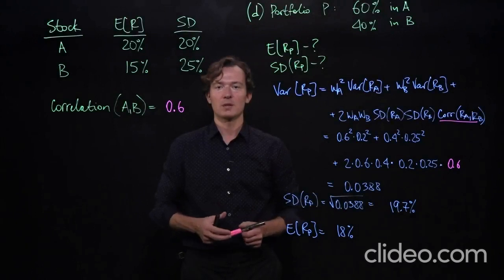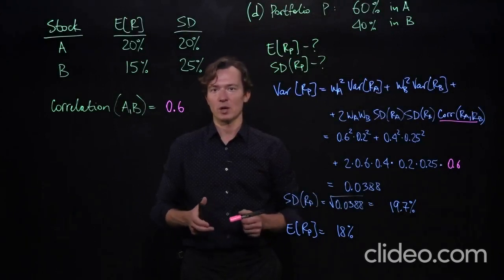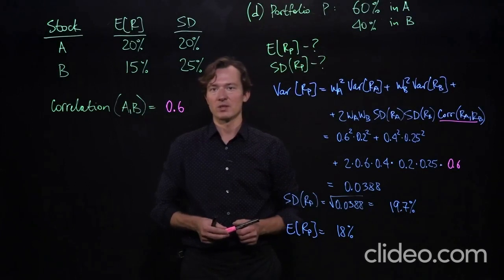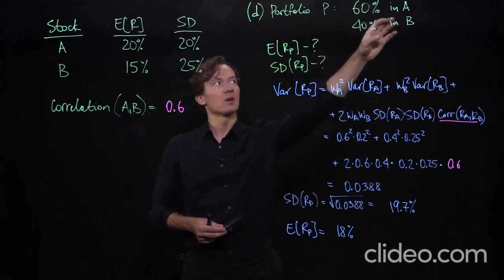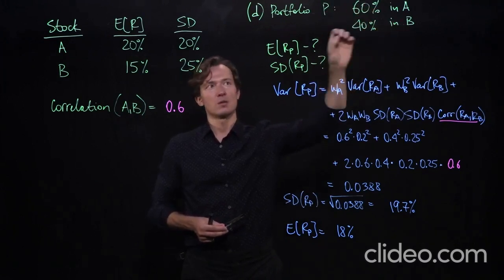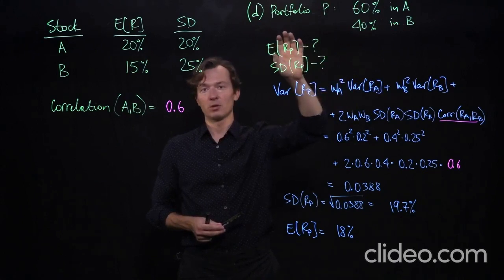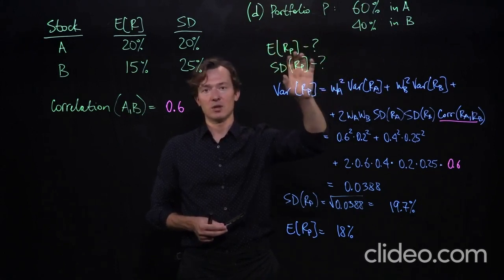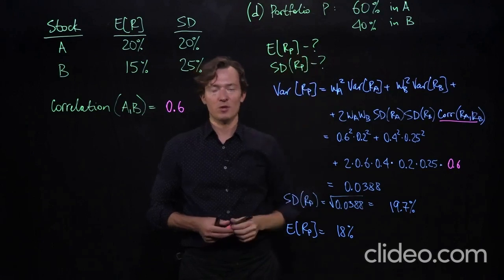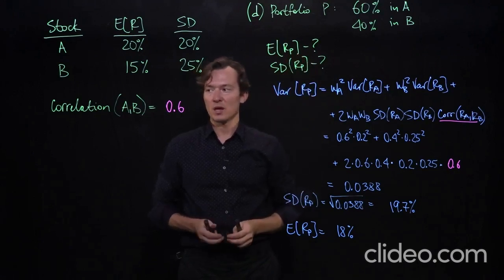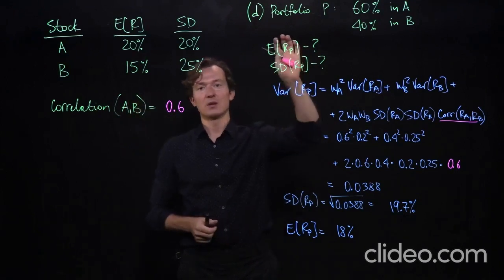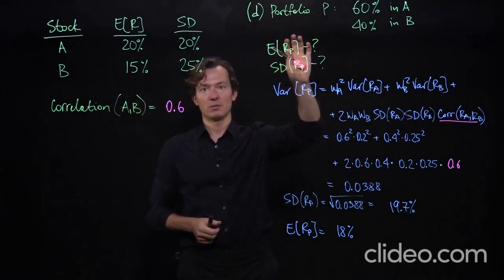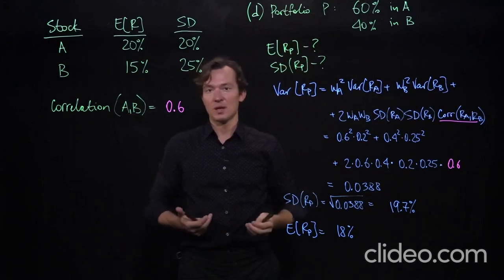Now, suppose that the correlation between returns on stock A and stock B increases from 0.2 to 0.6. We're going to keep the same portfolio P that invests 60 into A and 40 into B, and we will try to compute the expected return on this portfolio and the standard deviation. So first, let's answer the following question. Does the fact that correlation changed from 0.2 to 0.6 affect the returns on this portfolio? The answer is that it doesn't.